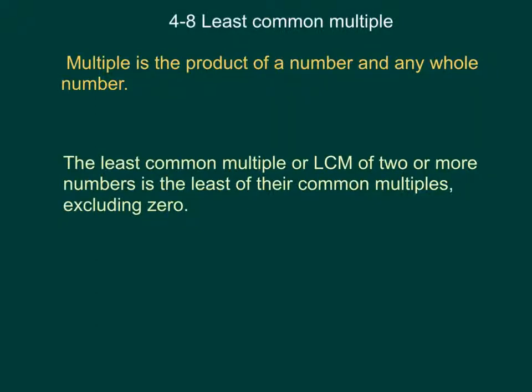Lesson 4-8, Least Common Multiple. A multiple is the product of a number and any whole number. The least common multiple, or LCM, of two or more numbers is the least of their common multiples, excluding 0.